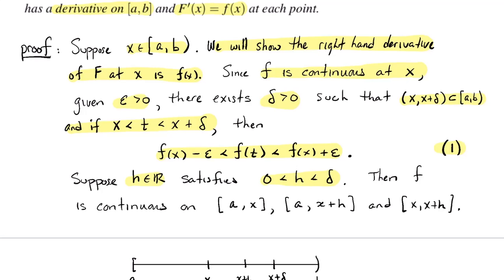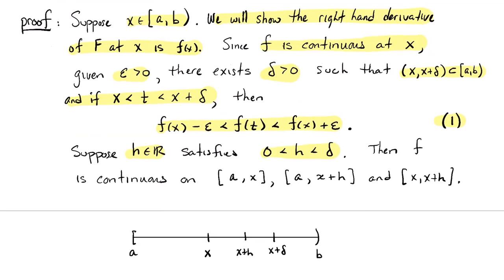So then I've got 3 intervals. Maybe it's easiest to look at the picture here. So I've got my a, I've got my x, I'm adding delta to x. That's a little bit bigger than x. And then I take this number h, which is between 0 and delta. So x plus h is going to be between x and x plus delta. And then I've got some intervals.